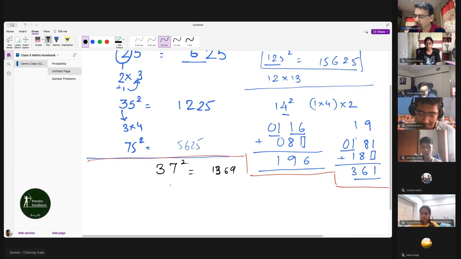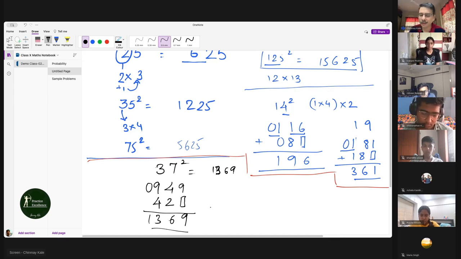So what did we do? 7 ka square 49. 3 ka square 9. Leave this space. Multiply 3 and 7, 21. 21 ka double 42. Add 9, 6, 13. 37 square 1369. Clear?